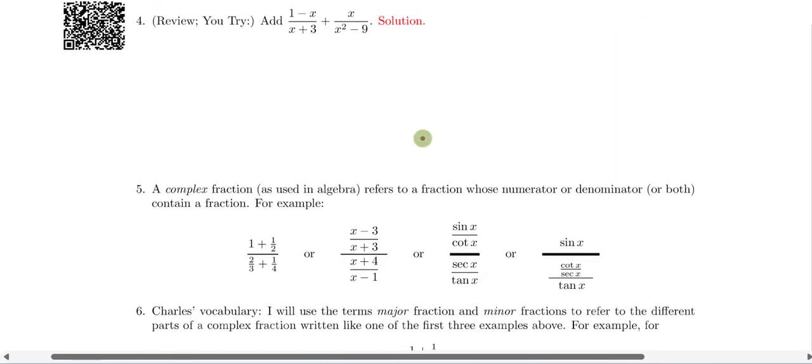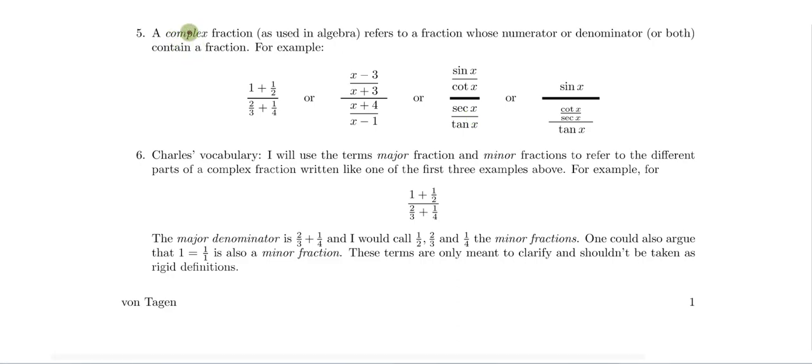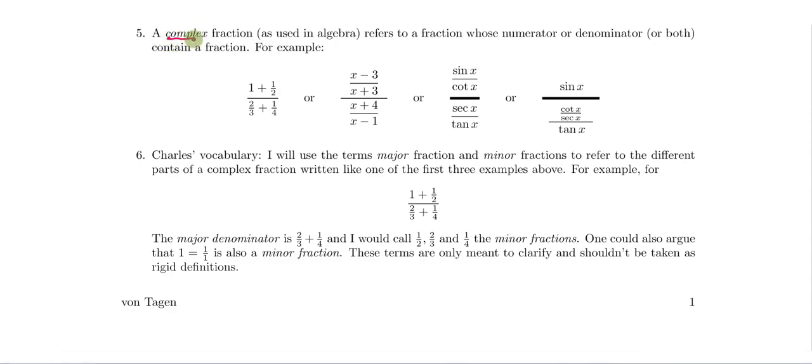Okay, so now I want to move on to the new topic, and we'll get started here. We introduced the idea of what's called a complex fraction. So this is our term, complex fraction. And in algebra, we're going to let that refer to a fraction whose numerator or denominator, or potentially both, contain a fraction. So for example, this is an example of a complex fraction.